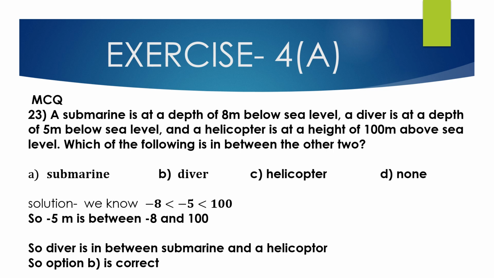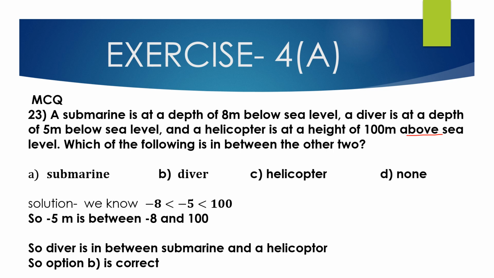Now we solve question number 23, an MCQ question. 23: A submarine is at a depth of 8 meter below sea level, a diver is at a depth of 5 meter below sea level, and a helicopter is at a height of 100 meter above sea level. Which of the following is in between the other two?